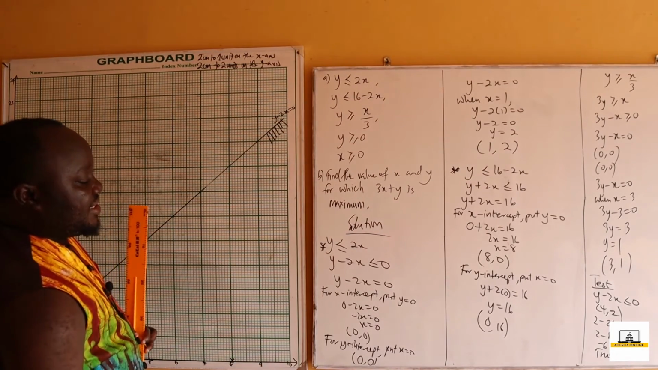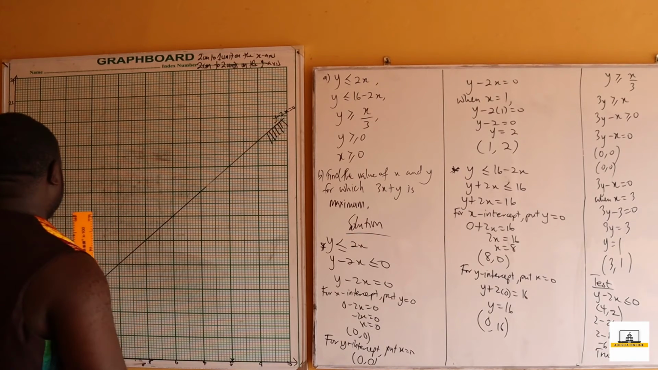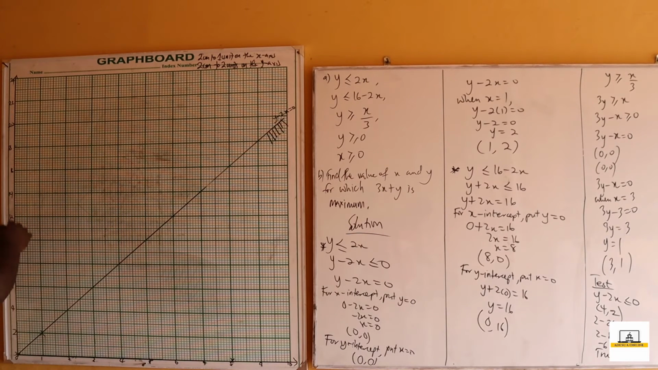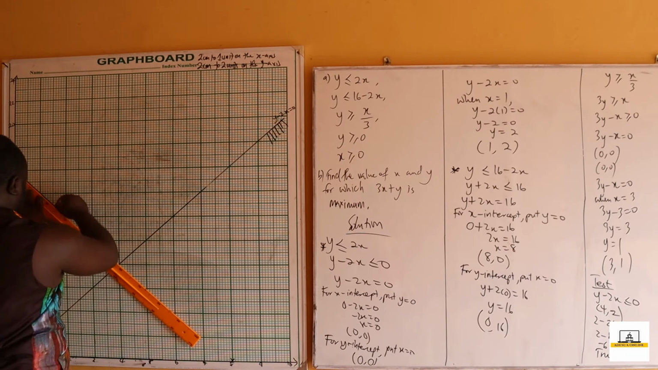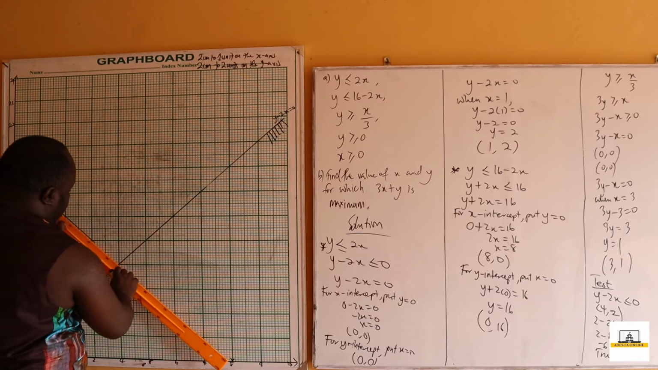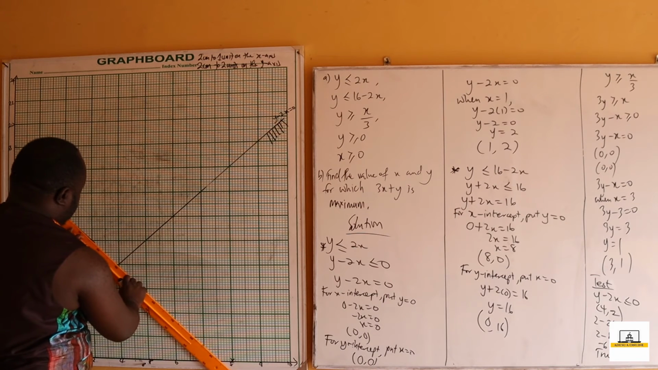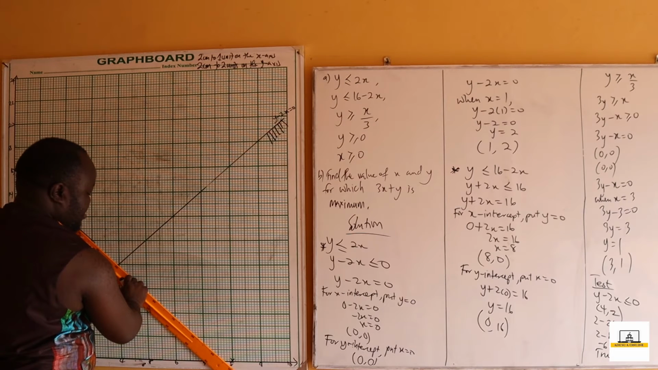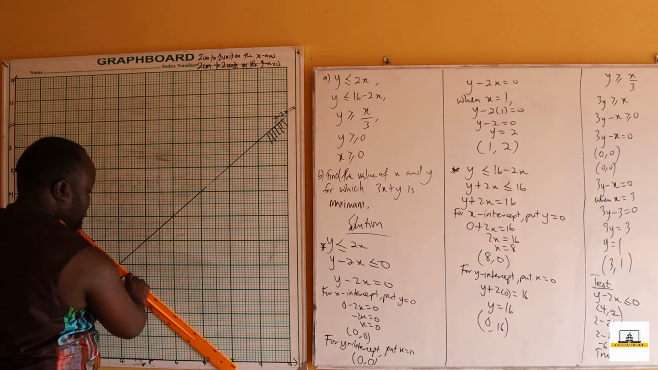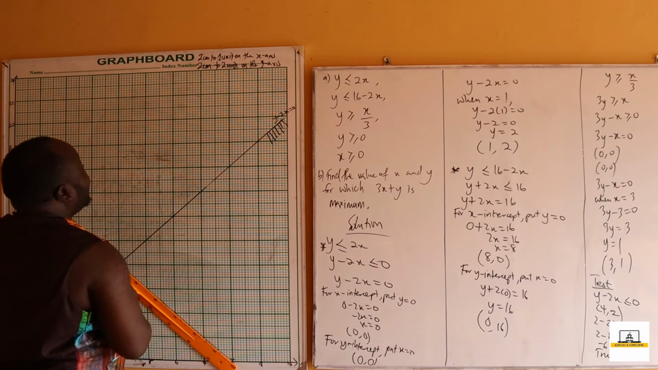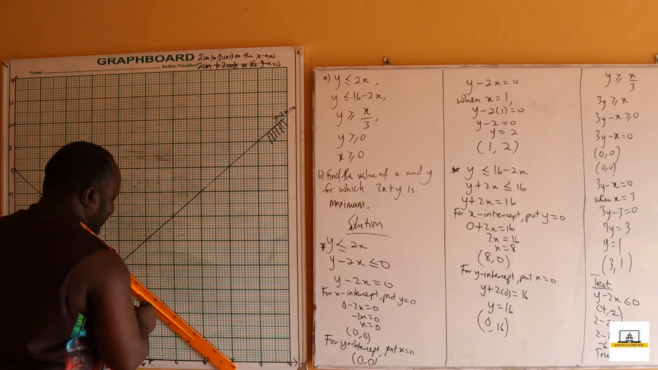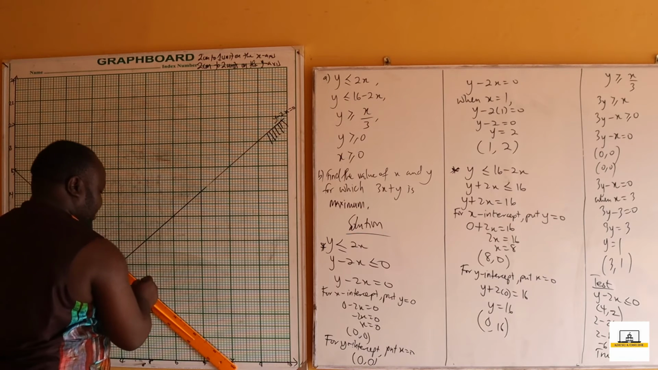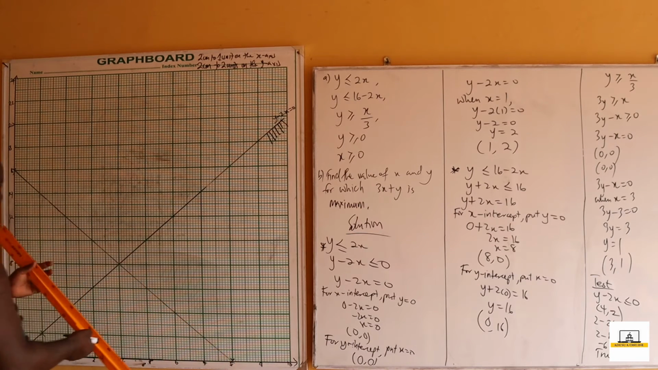Then we have x is 0, y is 16. So x is 0, y is 16 is here. So with these 2 points, we have when x is 8, y is 0, and then when x is 0, y is 16. So we have that line here, okay? So when we draw it, we have this straight line, okay?